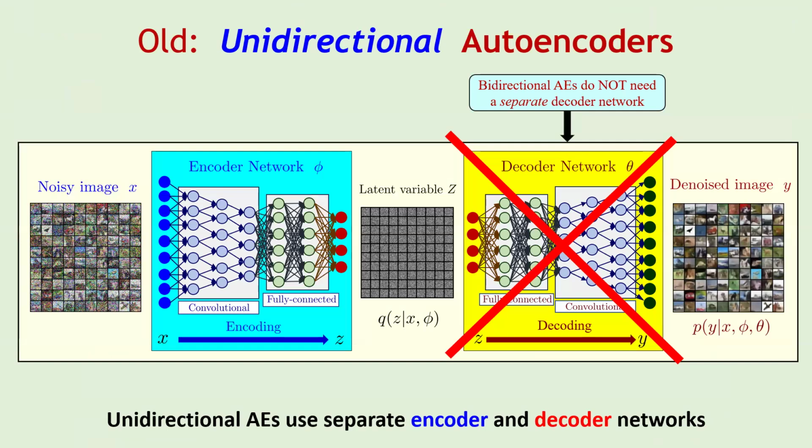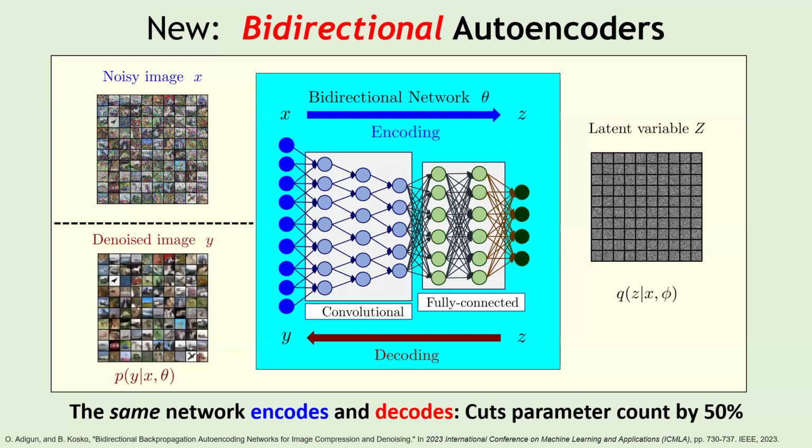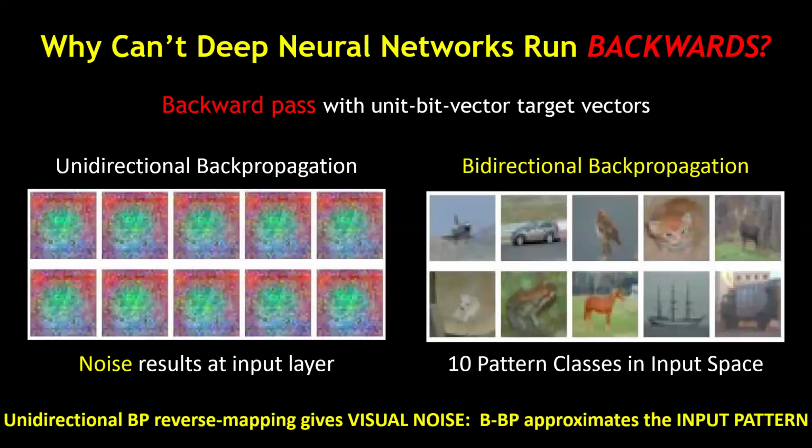In the old unidirectional autoencoder case, it looks something like this. Image comes in, noisy, encoder network to a latent variable or hidden variable space Z, usually just a vector. And then that maps through the decoder to the output. But in the bidirectional case, which we've recently extended, it's just forward encoding, backward decoding through the same set of synapses, run locally as a bidirectional associative memory. We use weights in the forward direction and weight transpose matrices in the backward direction.